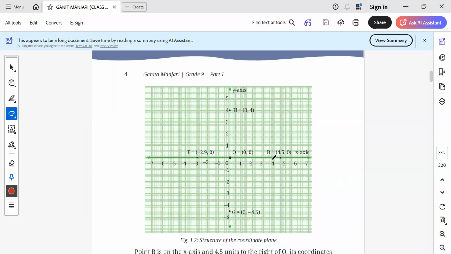What is this? This horizontal line is called the x-axis. Remember this. This line is called the x-axis and this line is called the y-axis. Got it? This horizontal line is the x-axis, this is the y-axis. When you make it in a graph, this side is taken as 1, 2, 3, 4, 5, and this side is taken as -1, -2, -3, -4, -5.